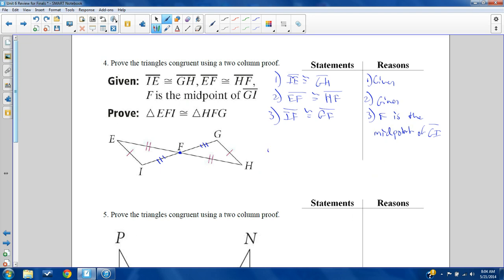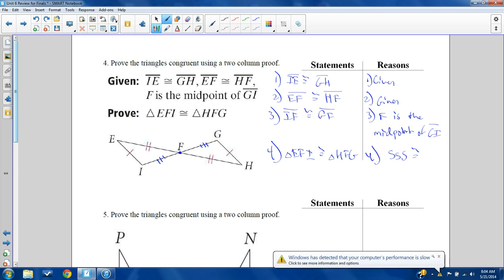So now you have these two congruent triangles. Triangle EFI is congruent to triangle HFG because of the side-side-side congruency conjecture. I got three sets of congruent sides in these two triangles. Make sure that makes sense. EFI from 2 to 3 to 1 is HFG, 2 to 3 to 1. That's tick marks is what I'm saying.